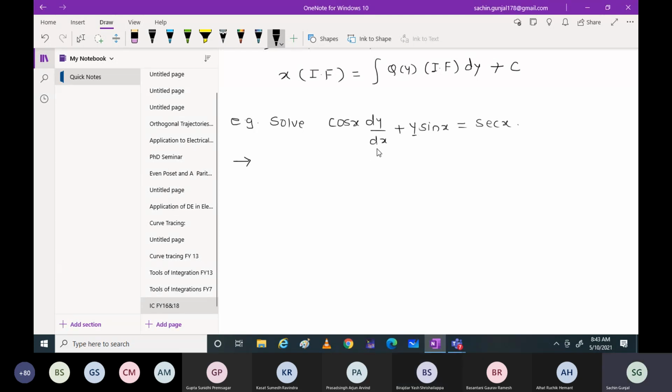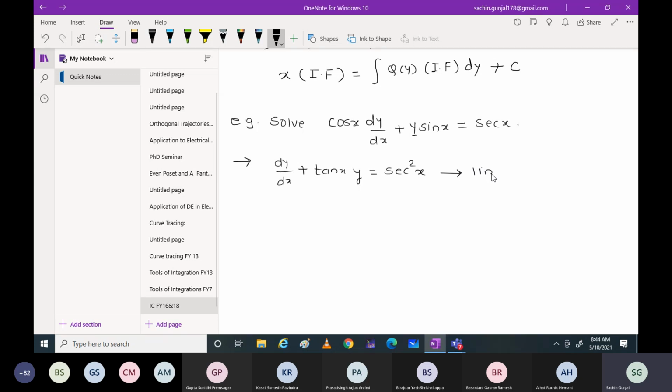You can observe that the degree of dy by dx and y is 1. So let us make it linear. Now, how do you make it linear? There is a term of cos x, so you will have to get rid of it. How do you do that? Divide the whole equation by cos x. So you will get dy by dx plus tan x into y is equal to sec square x, isn't it?